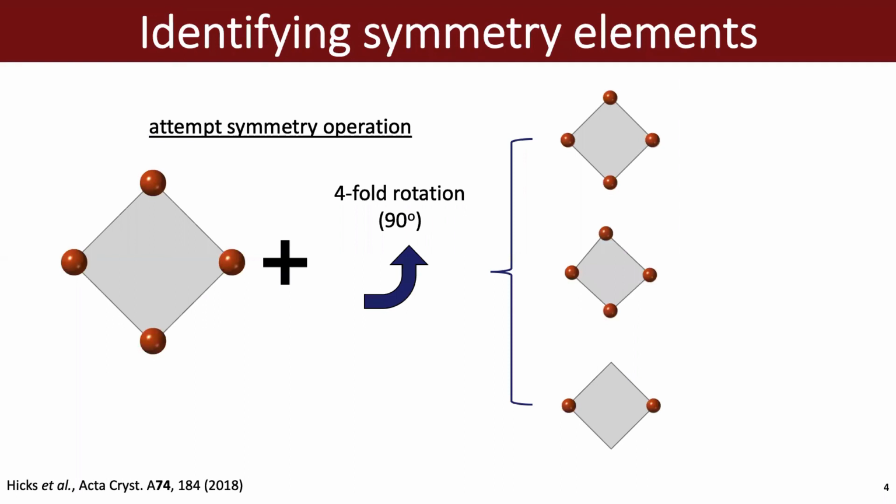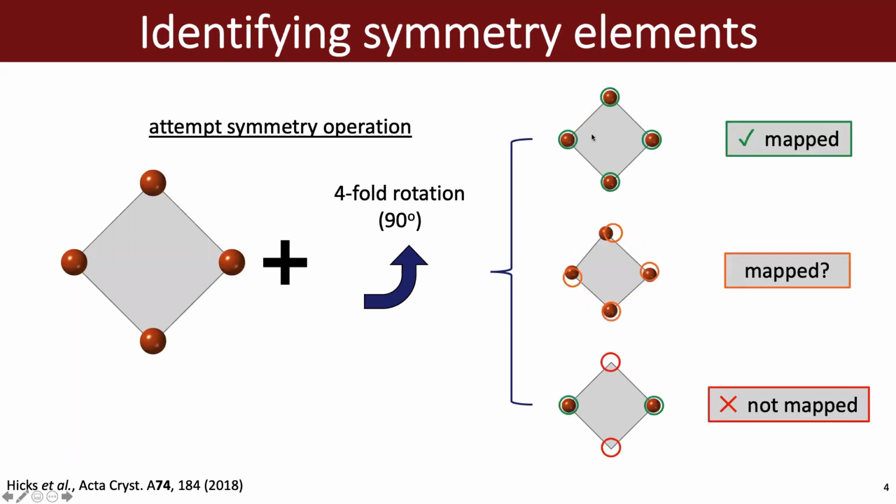To illustrate this, I want to show how I identify a particular symmetry element in a crystal. For example, let's say that we have this arrangement of atoms, this diamond shape or geometry of atoms, and we want to know whether or not it has fourfold symmetry. If you were to rotate these atom positions by 90 degrees, do they map back onto themselves? There are 3 possible scenarios.